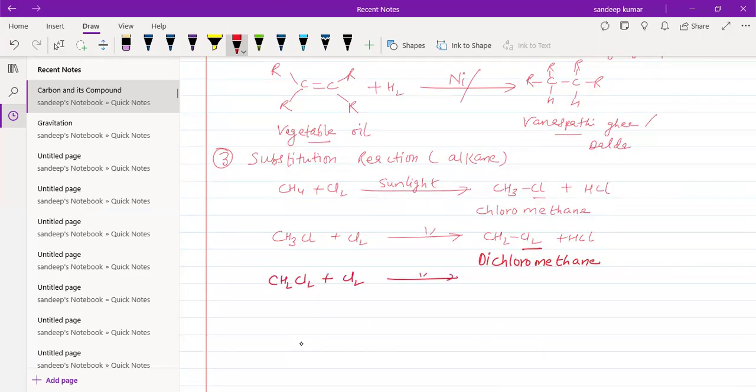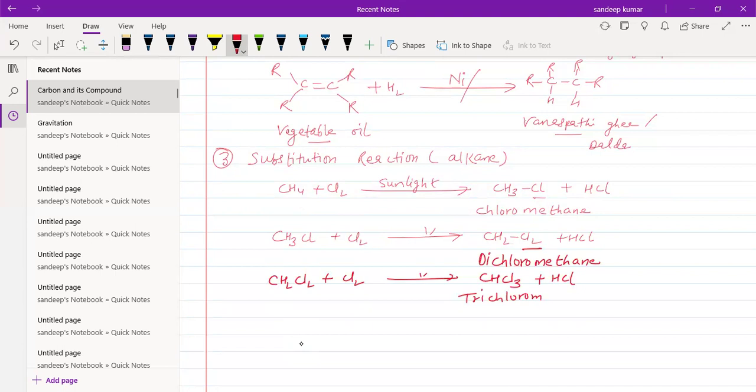Again, if you pass chlorine to CH2Cl2 in the presence of sunlight, one hydrogen is substituted by one chlorine atom. So in this case, CHCl3 is formed plus HCl. What is CHCl3? It is nothing but trichloromethane. Three chlorine is right. You can use the prefix tri.